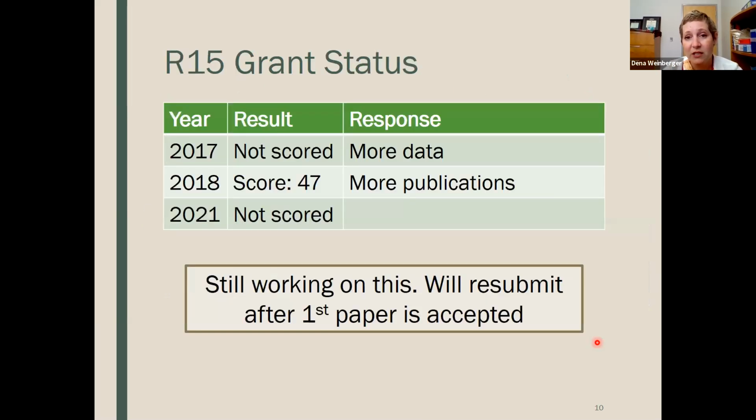I wanted to give an update on the grant status. The first time I submitted this in 2017, it wasn't scored. The big thing was more data. So I got more data. The next year it was scored. One of the things they wanted was more publications. So I got more publications. And then I resubmitted and it wasn't scored. So I'm still working on this and I will resubmit it.